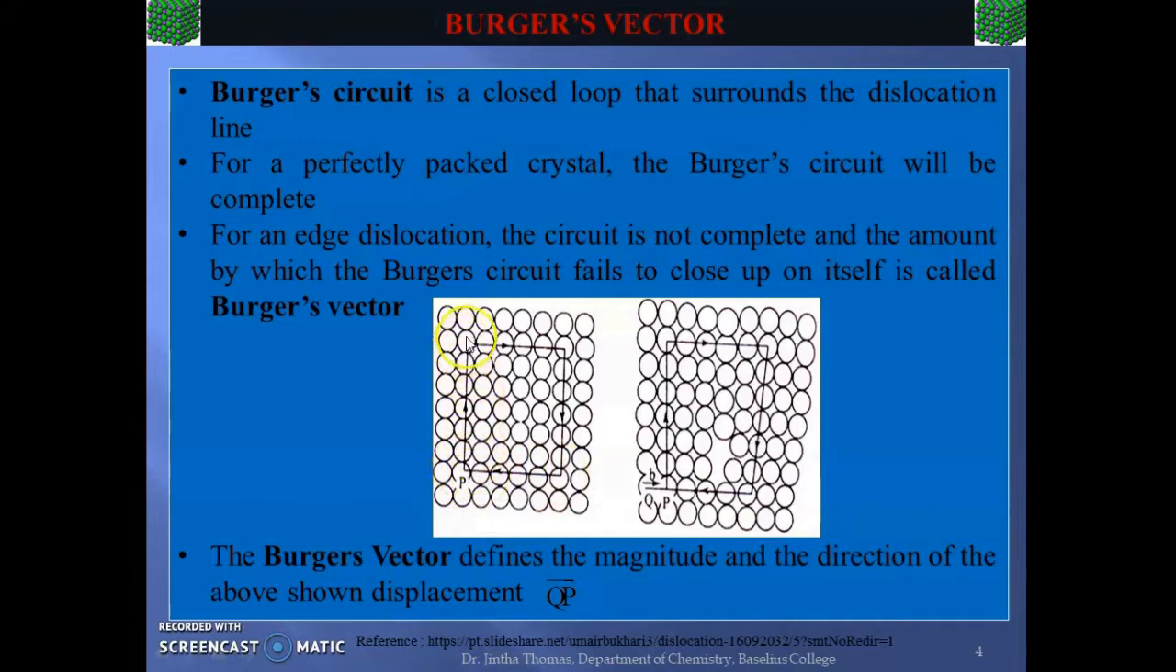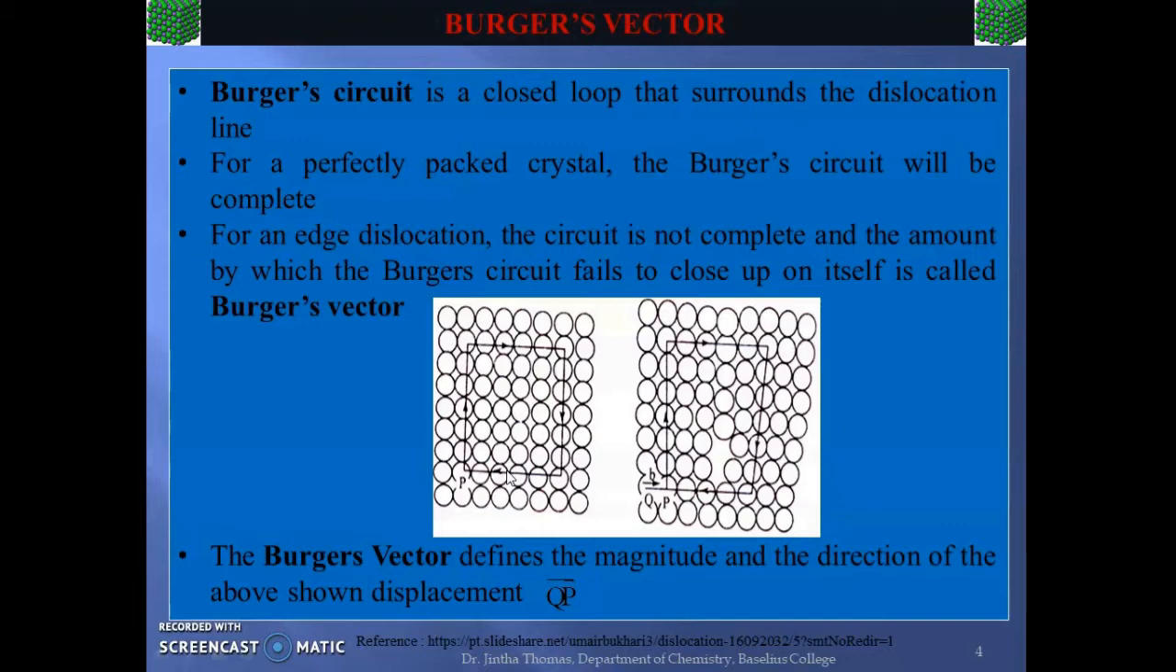So this is the case of a perfectly crystalline material. So we can say in the case of a perfect crystal, this loop drawn can be said to be complete. That is, by moving or covering the same number of atoms in all directions throughout the loop, we could complete or close the loop.